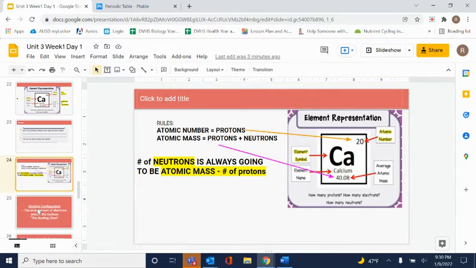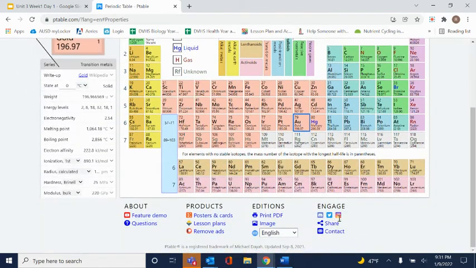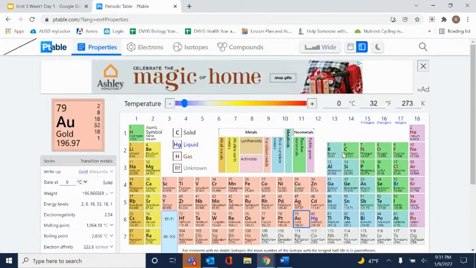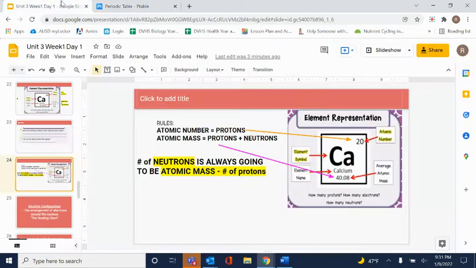Okay, so that's one last thing. Now, why does all this matter? Okay, why do we even look at the periodic table? Why do we look at all of these different elements? Well, because elements come together to form molecules.